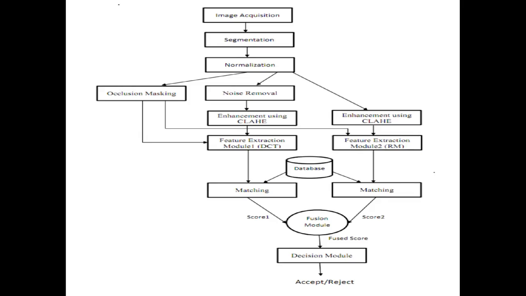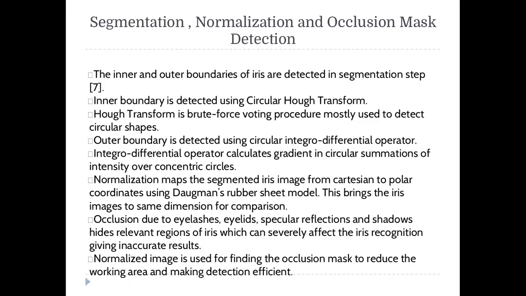Okay, so this is the full architecture of our proposed scheme, in which the images are acquired, segmented, normalized, and the occlusion mask is created. Then they are enhanced using the CLAHE based local enhancement technique, then the features, first DCT and the relational measure, the RM that we are about to discuss, are both computed and matched, and the score is computed. It is then given to the fusion module to get a single fused score, which is used to decide whether this matching is accepted or rejected.